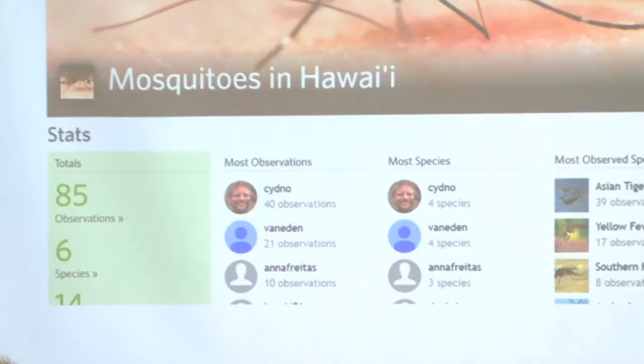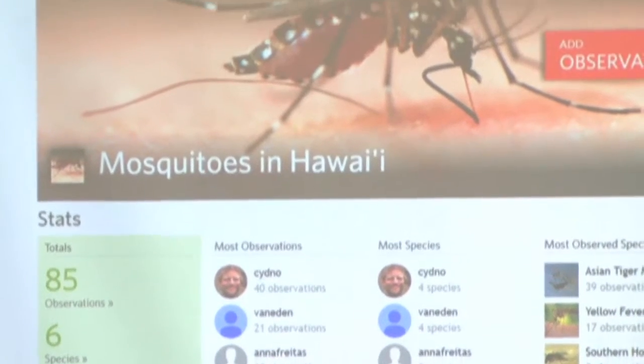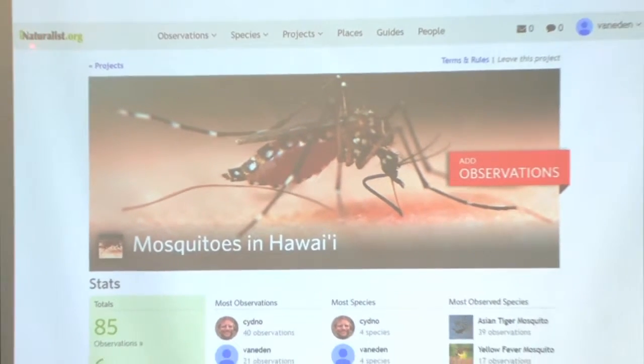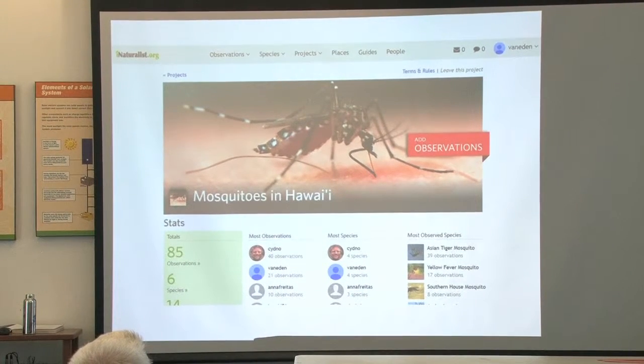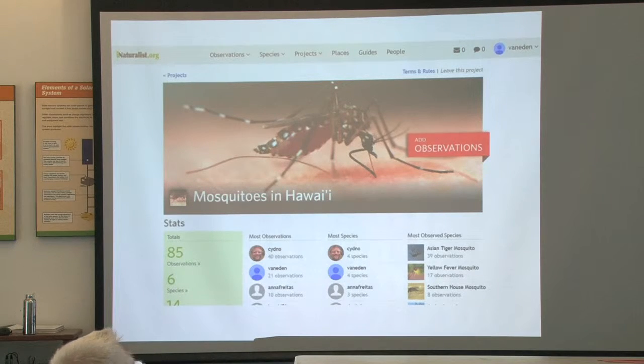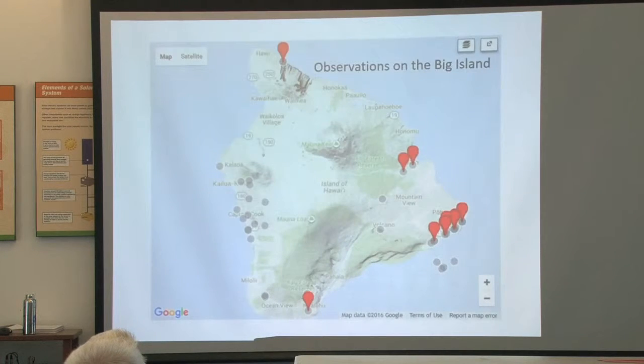And so the project, Mosquitoes in Hawaii, at inaturalist.org, is collecting data. We're up to about 90 observations now. I think there's like 11 or 12 members. The problem is that the members at the moment, we have very few. Here's the data we have at the moment. The gray marks are historical data, and the red ones are recent ones.